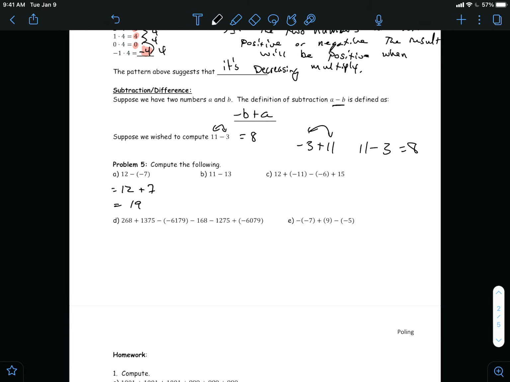All right. Does anybody want to flip the order of this one, or just do it as is? Well, you could flip it to negative 13 plus 11. Or you could just do 11 minus 13. Either will work. What's the result? Negative 2.